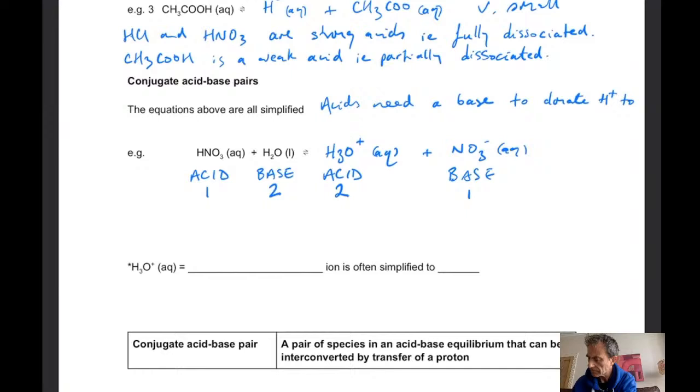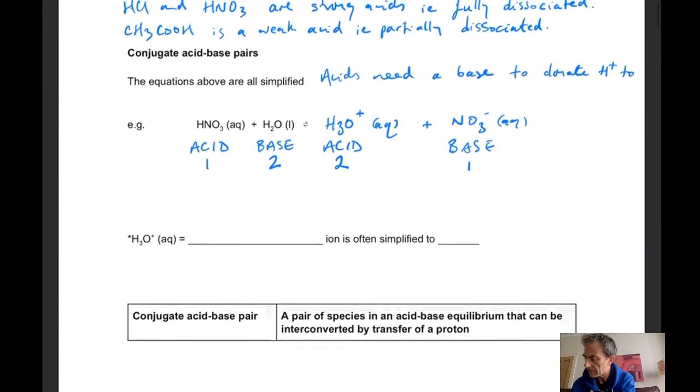The final thing just to say on this slide is the special name for this H3O plus ion is the hydronium ion. That's just there for your interest. You won't be asked that. It's often simplified to H plus aq. So the aqueous H plus ion is actually this thing here. That's the same thing.